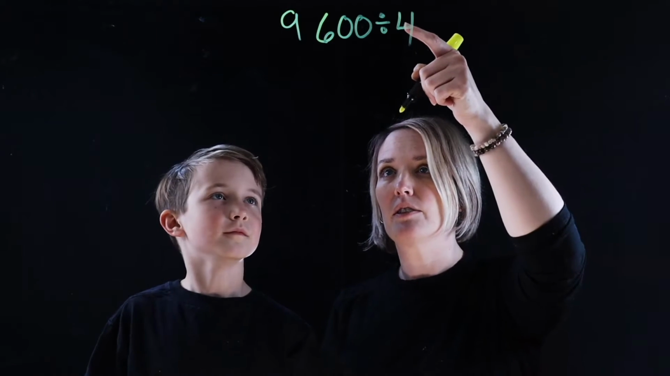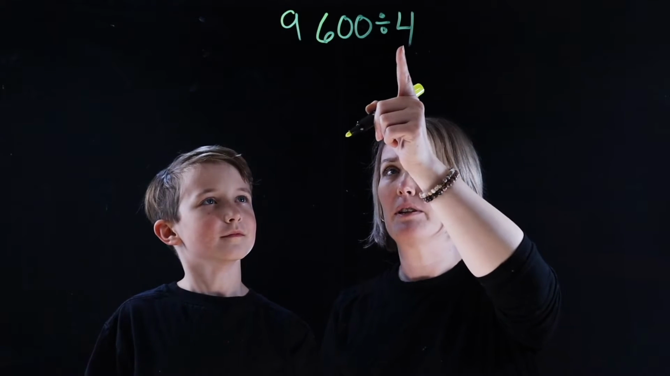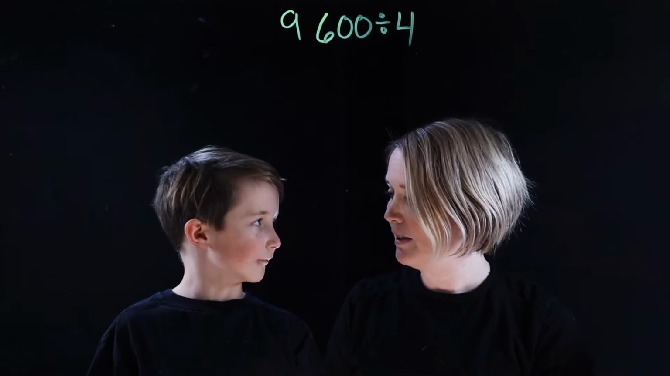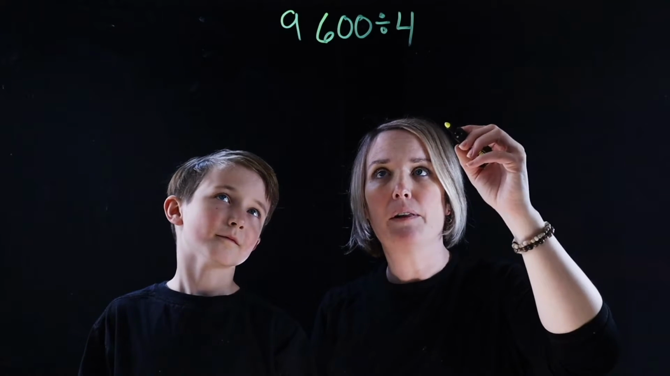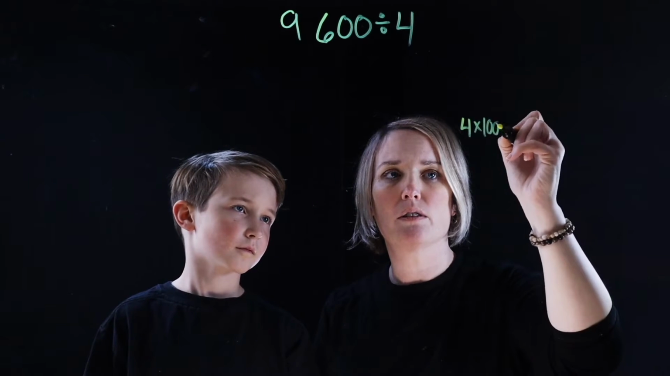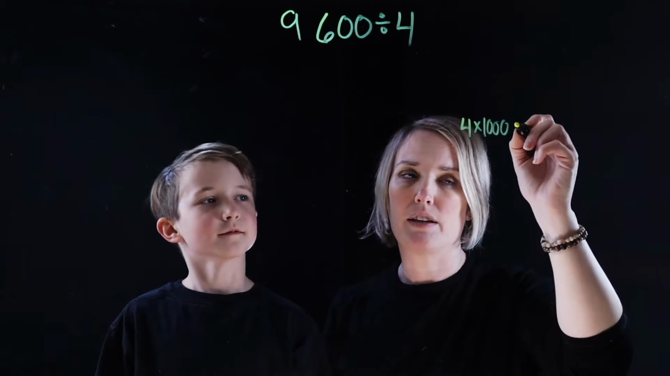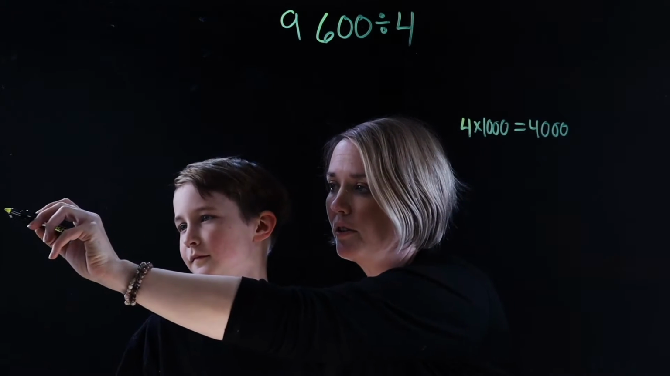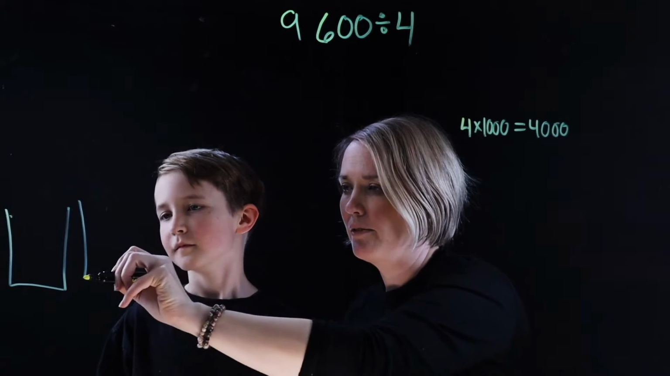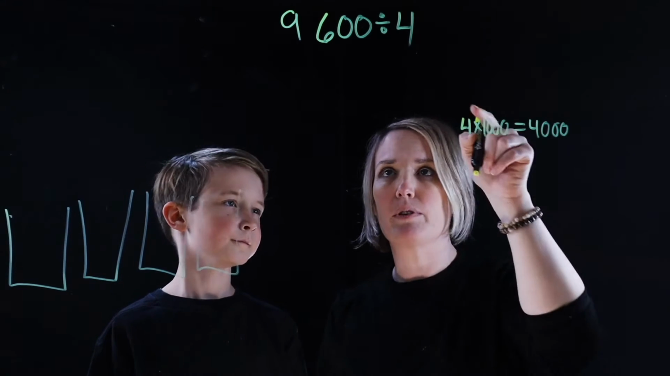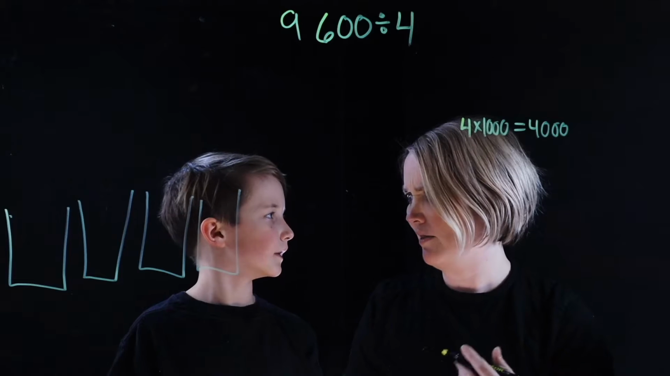Do you first think about how many times, or 9,000 divided by 4, just to get a rough estimate? Okay, so let's figure that out. If we go 4 times 1,000, that would be 4,000. Like if you think about our 4 bags, 1, 2, 3, 4, we could do that, but we don't get rid of too much. We still have lots to give out.